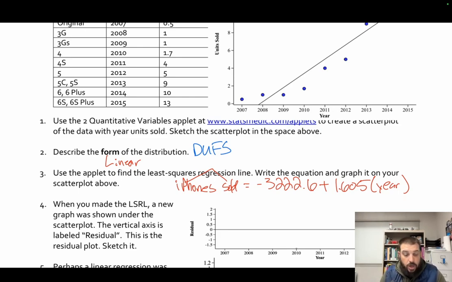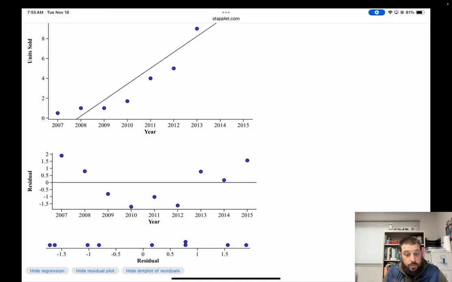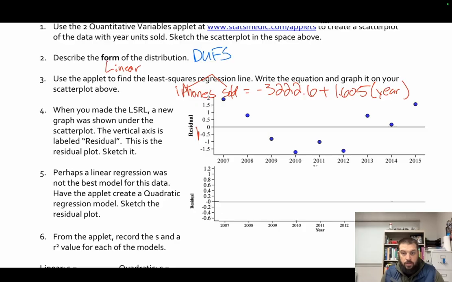A new graph was shown under our scatter plot. The vertical axis is labeled residual. And this is a sketch of our residual plots. Okay, so you can see here, here's our residual plot. And as we look at this, you might see a pattern in our data.